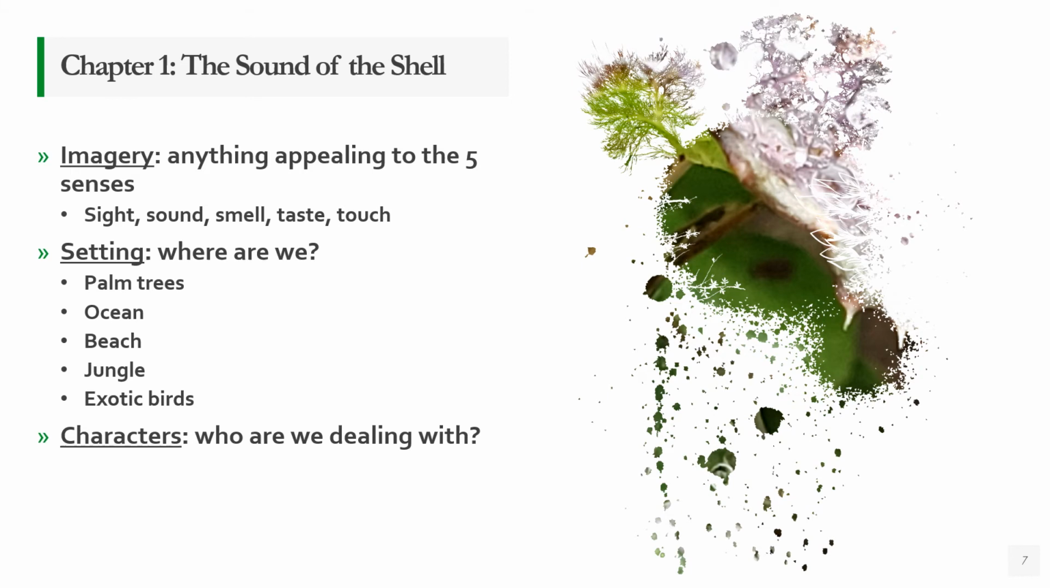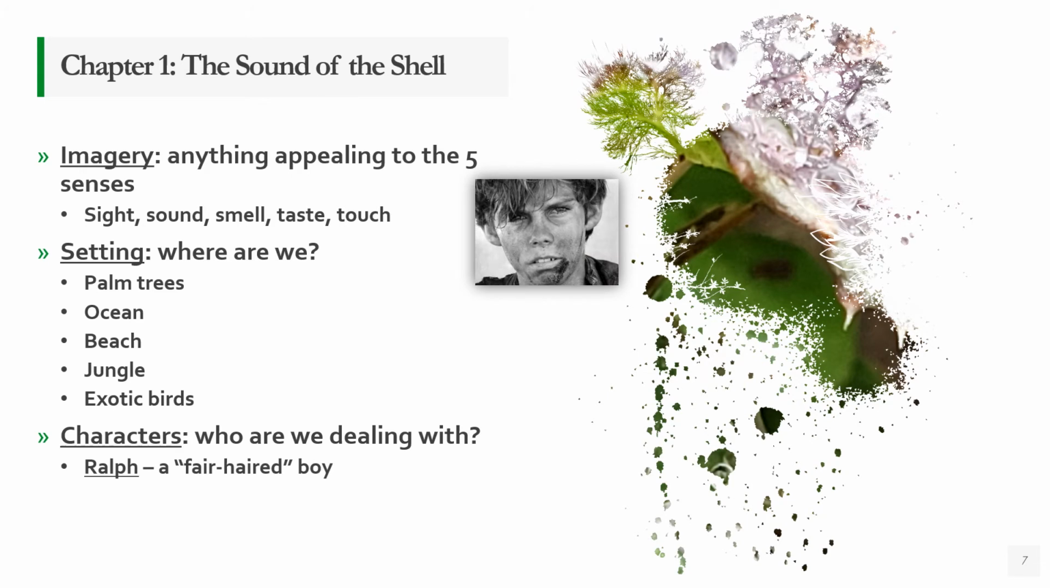And so this is where we get introduced more to the characters themselves. This first character is Ralph. The image that you see here comes from the 1963 film. If you want an image of the character to go along with the description, this is what we know. We're only told that he is a fair-haired boy. The term fair-haired just means blonde. It's a traditional way of saying a blonde person.